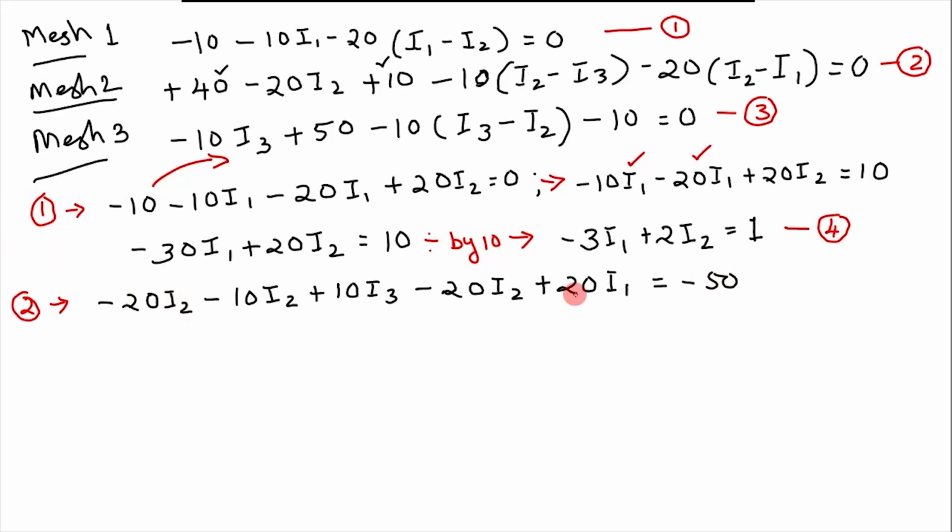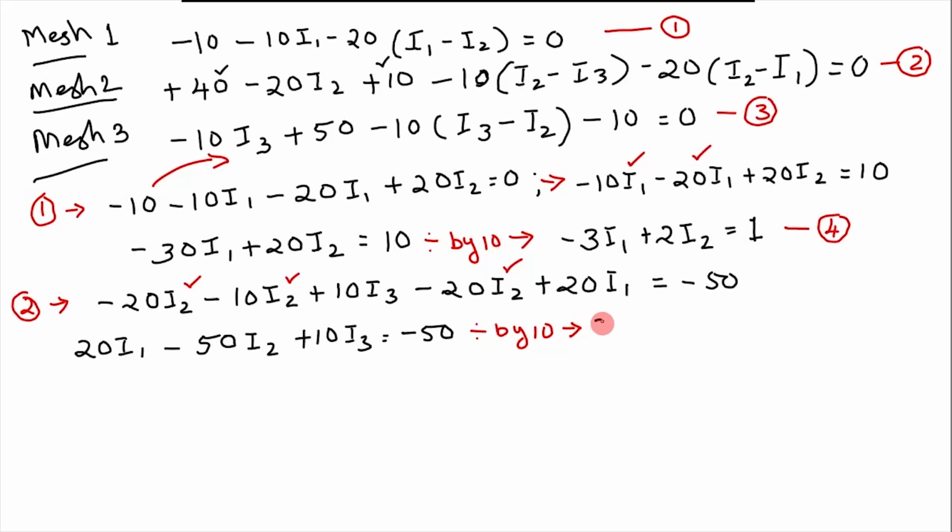Rewriting, here this 20 I1, then minus 20 I2, minus 10 I2 and minus 20 I2 is there. It becomes 20 I1 minus, 20 plus 10 plus 20, that is 50, I2 plus this 10 I3 is equal to minus 50. Dividing by 10, this becomes 2 I1 minus 5 I2 plus I3 is equal to minus 5. Let it be equation 5.